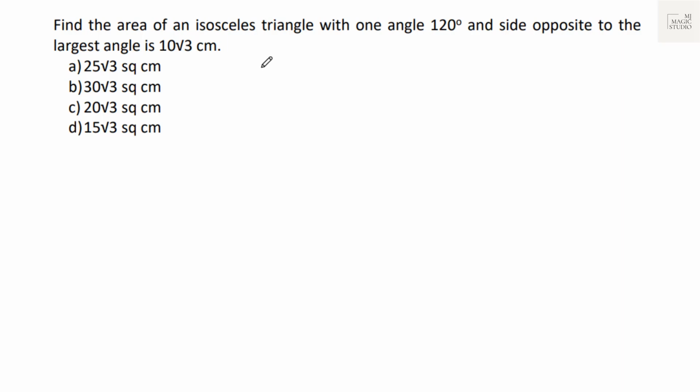Find the area of an isosceles triangle. Let this side be A. Let this side be B. With one angle 120 degree and the side opposite to the largest angle is 10 root 3. This is 10 root 3 and this is 120 degree. So 180 minus 120 is 60 degree. So this is 30 degree and this is 30 degree. If we drop a perpendicular, this is 90, this is 30 and this will be 60. And this is half of the base, this is 5 root 3.